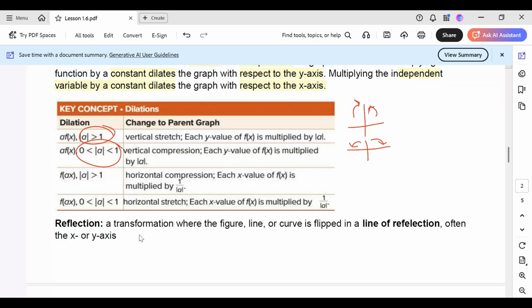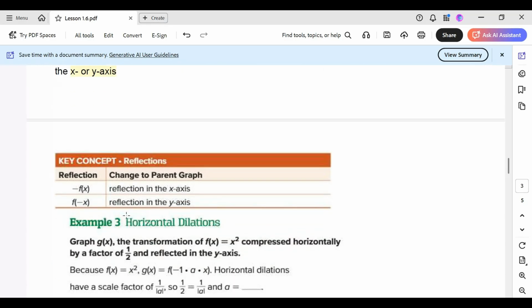A reflection, remember, is where you take the figure, line, or curve, and it's being flipped over the line of reflection. So normally it's over the x or y axis when we're flipping them. Normally if it's being done in f of negative x, it's an x-axis reflection. If it's on the inside, then that's where we have a reflection over the y-axis.